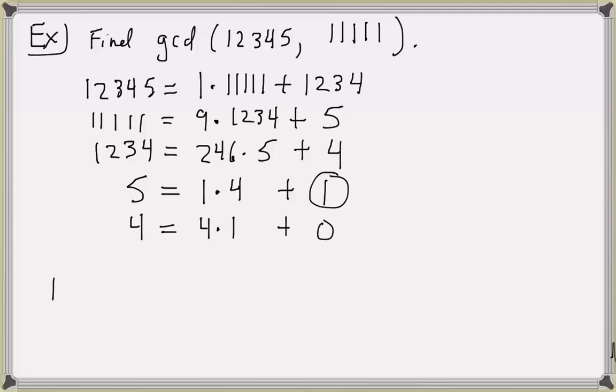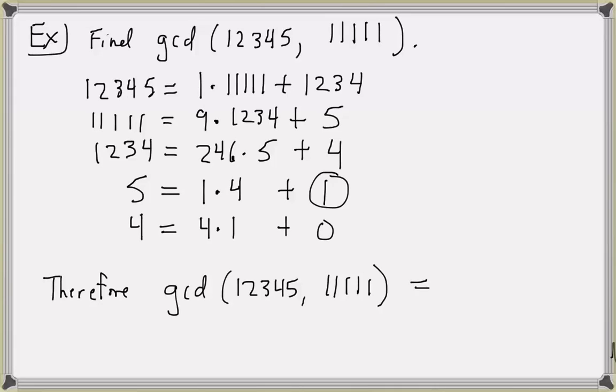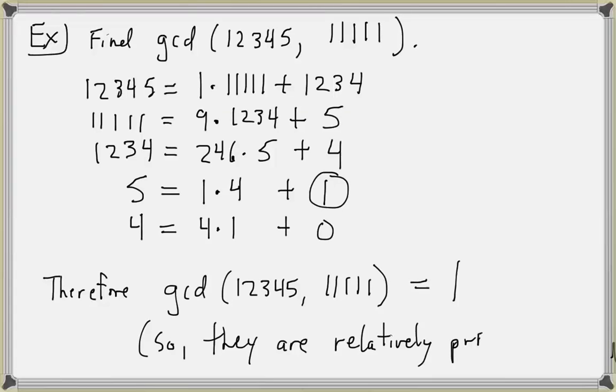Therefore, the greatest common divisor of 12,345 and 11,111 is 1. And we say that these two integers are relatively prime. So they have no other positive divisors in common other than 1.